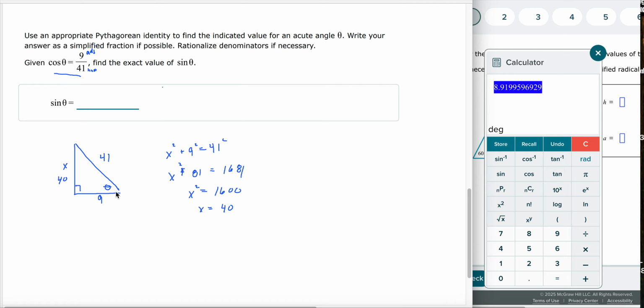All right, so now that I have all three sides, I can find any trig ratio of theta. So sine of theta, again, would be opposite over hypotenuse. So that would be 40/41.